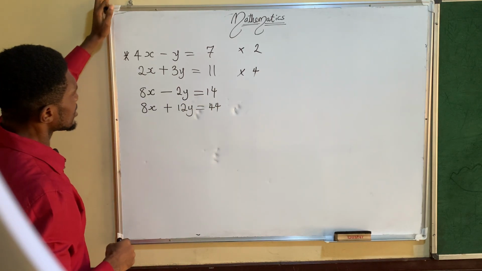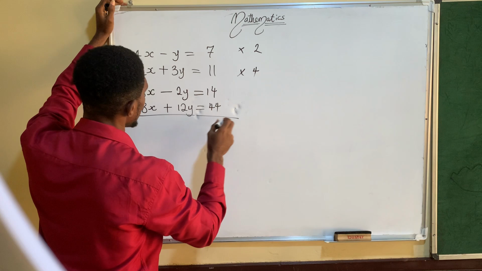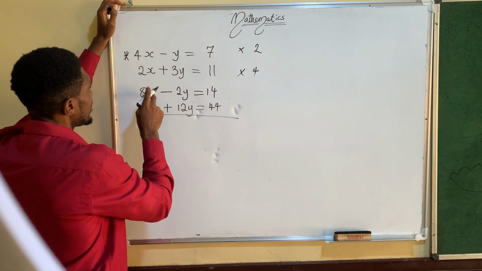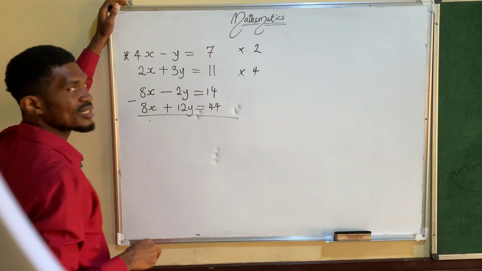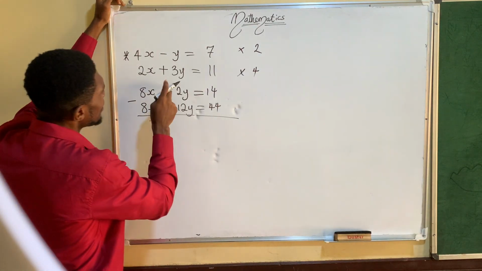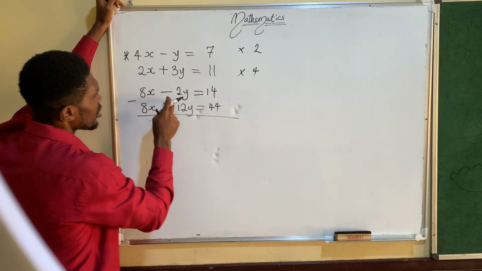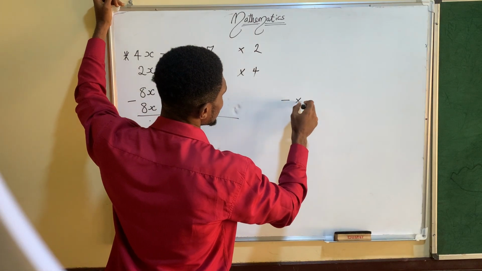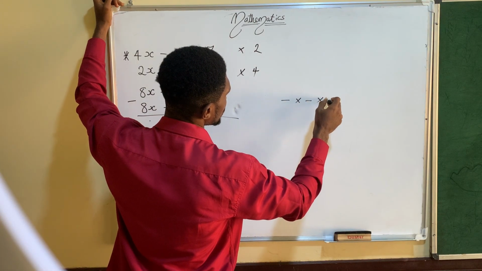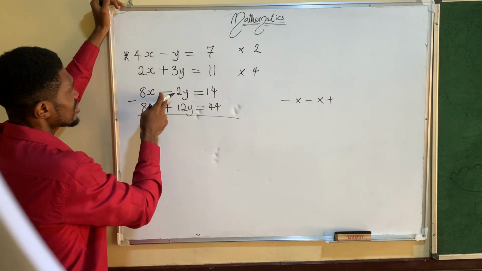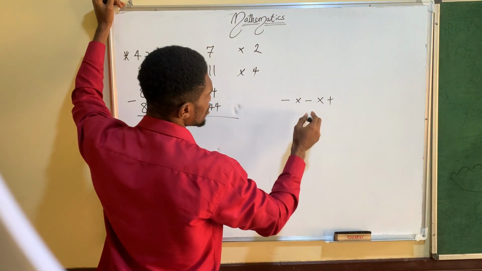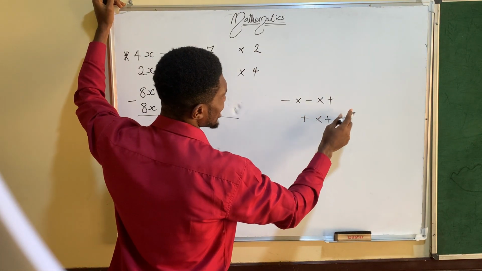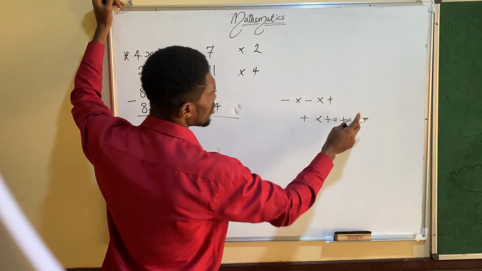Right? So now I want to eliminate x. 8x minus 8x will give me 0. Then I have minus times plus. This is what this means. Minus times minus will give me plus times plus. Plus times plus will give me plus.